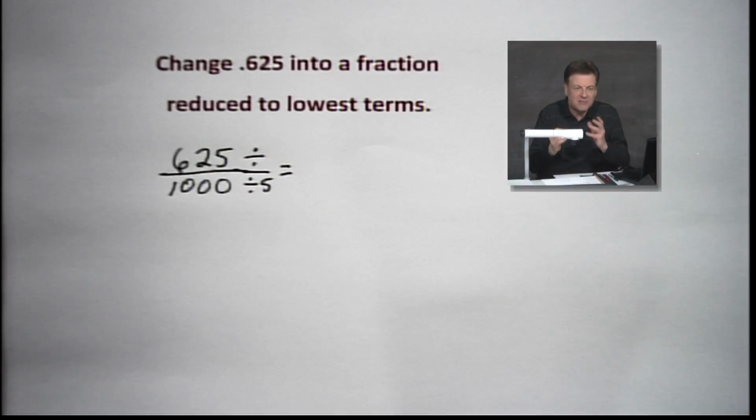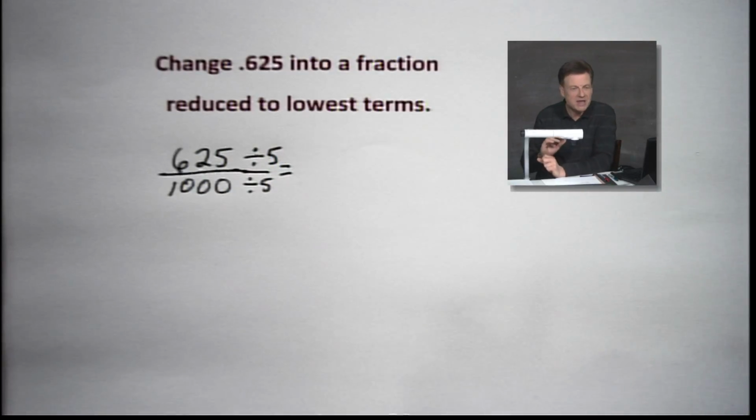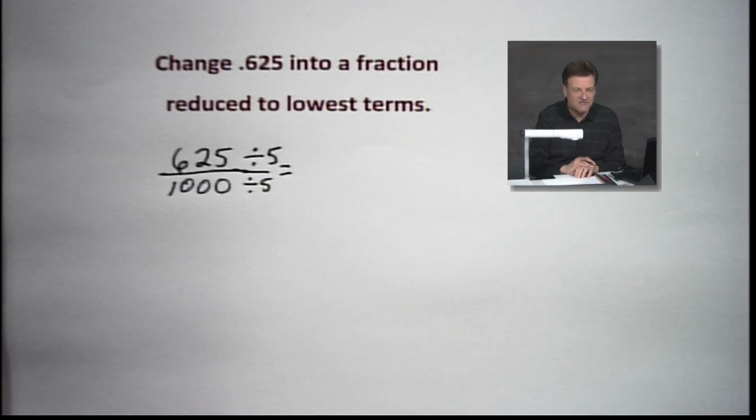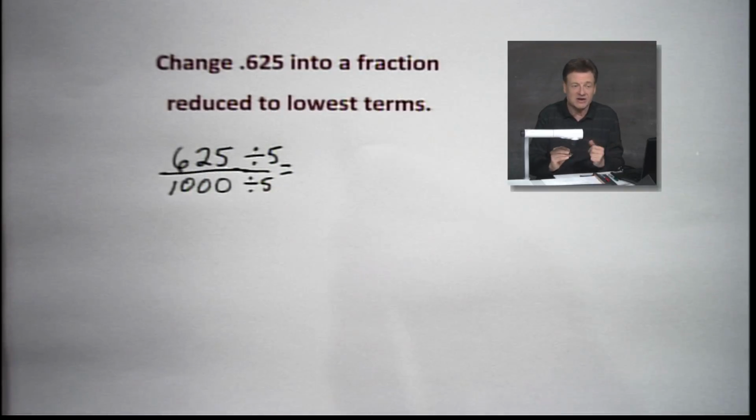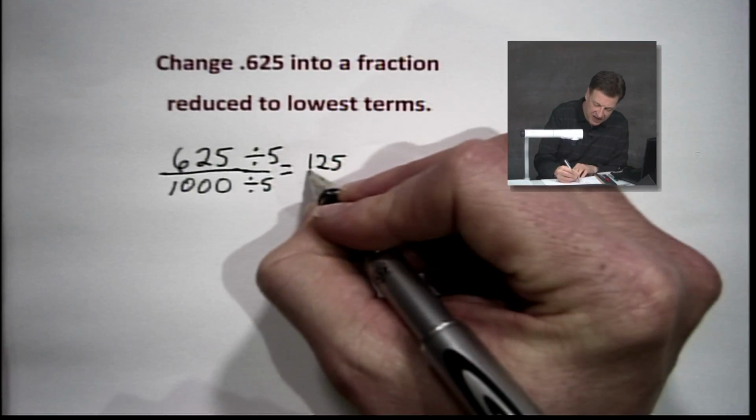That's going to make the number quite a bit smaller. Both of them. You have to do it to both. You can't just do it to one or the other. So there's got to be a 5 up there in the top. Now, we're going to take 625 divided by 5. It goes evenly. Remember, because it ends with a 5, it has to go in there evenly. And it's going to give us 125 when we divide that out.